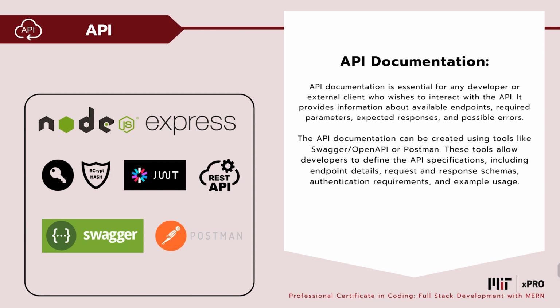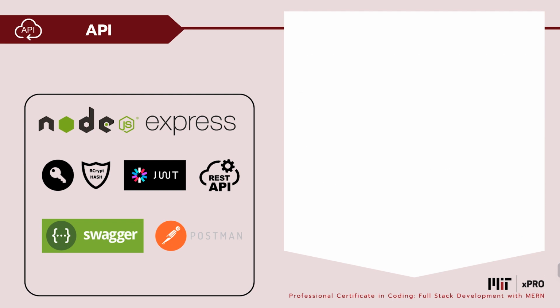API documentation. API documentation is essential for any developer or external client who wishes to interact with the API. It provides information about available endpoints, required parameters, expected responses, and possible errors. The API documentation can be created using tools like Swagger, OpenAPI, or Postman. These tools allow developers to define the API specification, including endpoint details, request and response schemas, authentication requirements, and example usage.